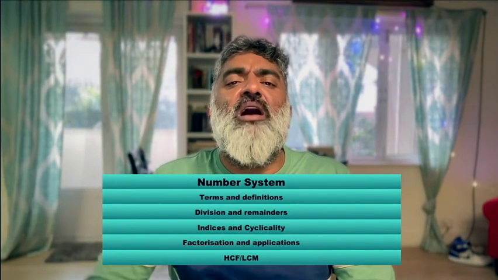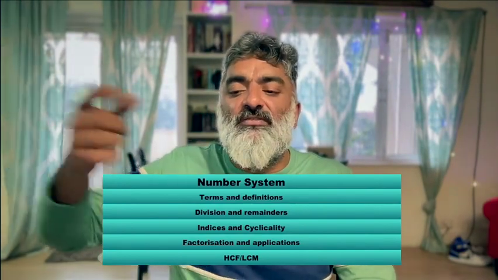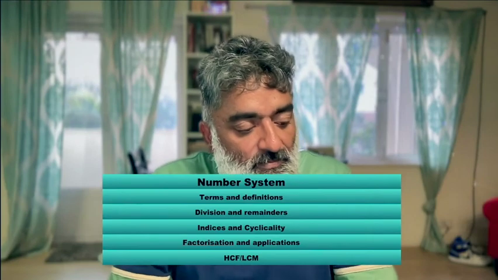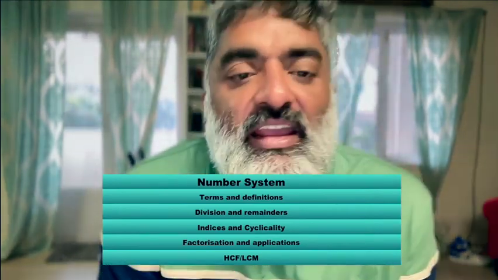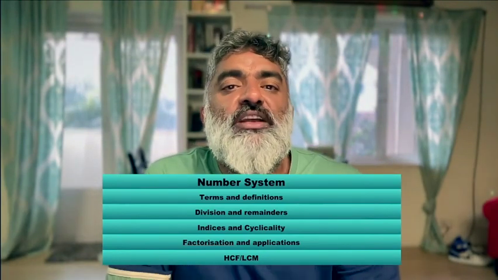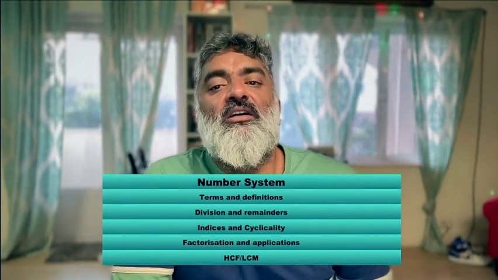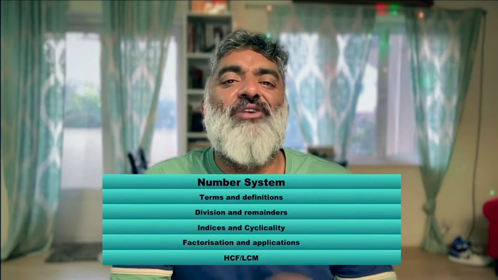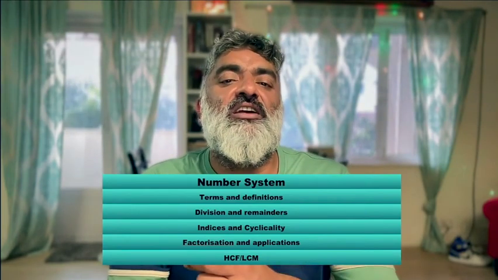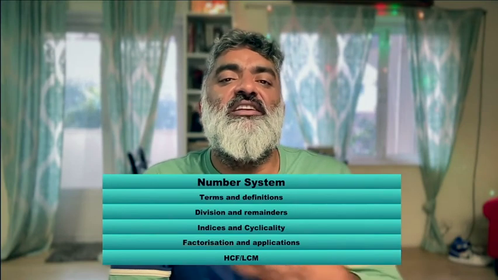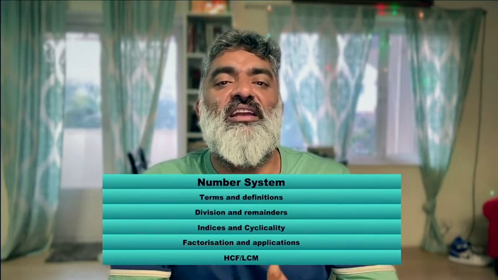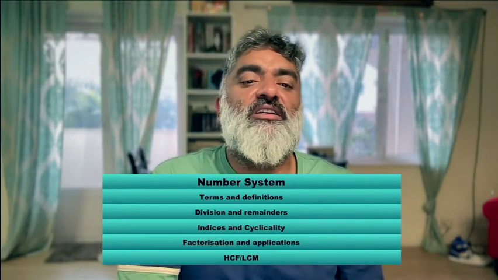Indices and cyclicity, powers basically, 2 raised to 5. Sorry, I'm a little far from the mic, I think, so I'll come a little closer. 2 raised to 5, or let's say 343 raised to 565. What is the last digit going to be? So you need to be clear in indices, and then you learn a new concept known as cyclicity and have a lot of fun around that.